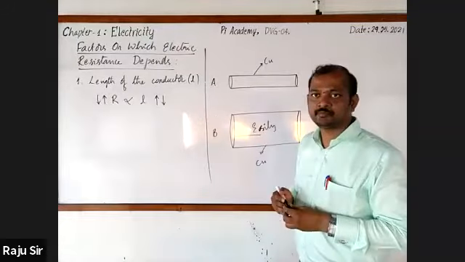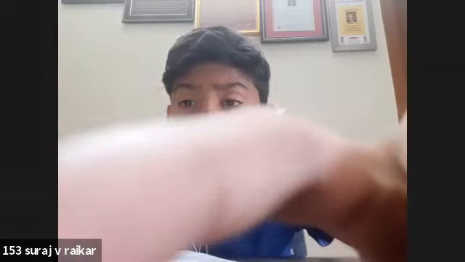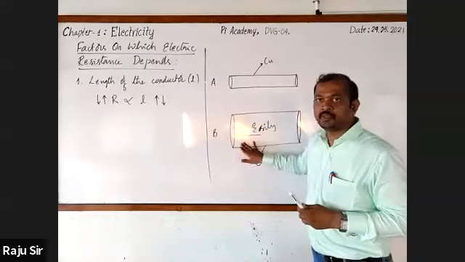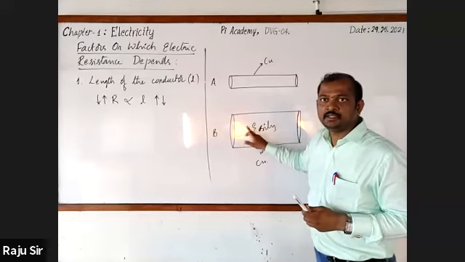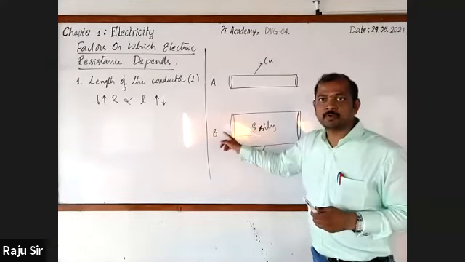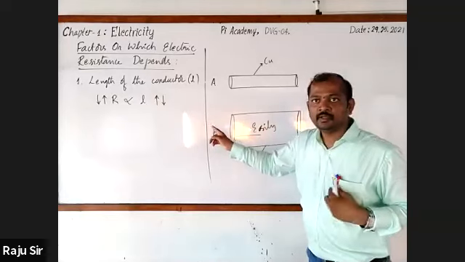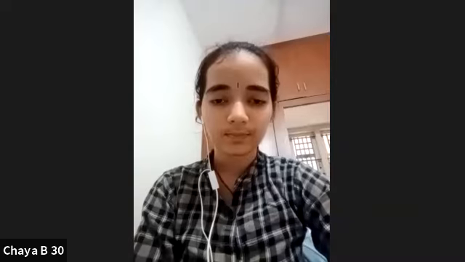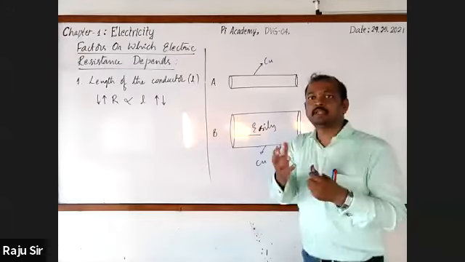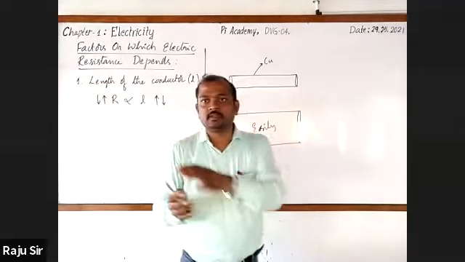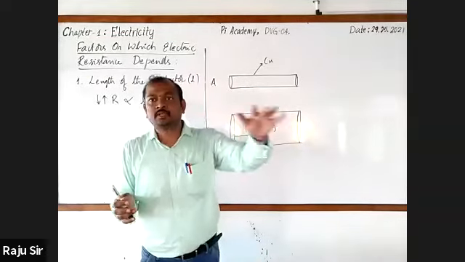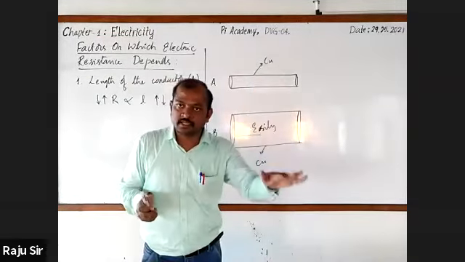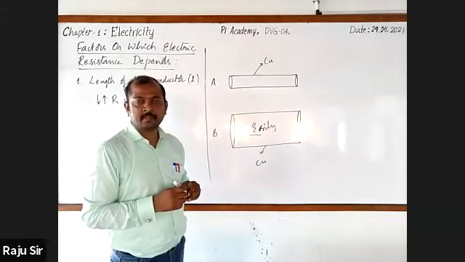In which does more current flow, A or B? B. Look here. As the thickness increases, electrons will get more space for their movement. Hence, they get less opposition for their movement. If they get less opposition, they can travel easily. If they travel easily, electric resistance decreases. Right? Understood?